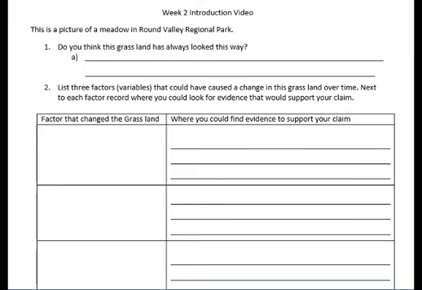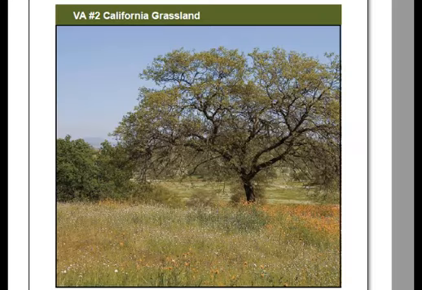Now we're going to list 3 factors that could have changed this grassland over time, and we're going to talk about where you could find evidence to support this claim. One factor that could have affected this area over time would have been fire. There have been fires in California in the last several months, and there have been fires in the Round Valley area in the last 50 years.